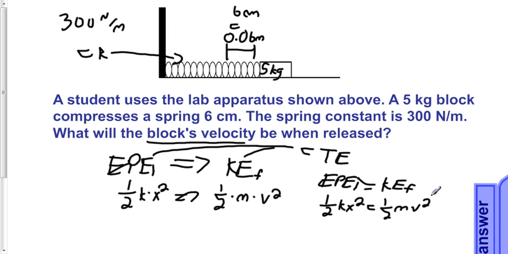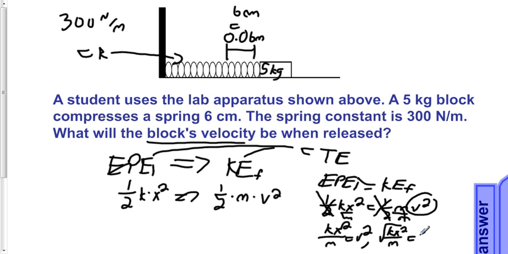Now we need to algebraically solve for v squared. So we could start by removing 1/2 from both sides since it is on both sides. Next, by dividing by m, we get k x squared over m is equal to v squared. But we need to get rid of the squared, so we could say that the square root of k x squared over m is equal to the velocity.